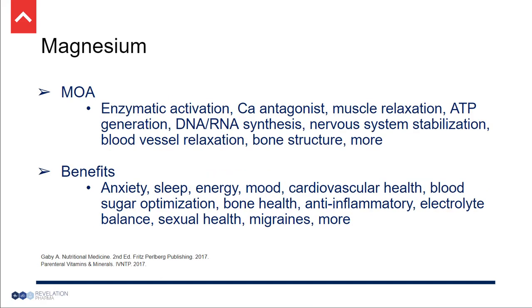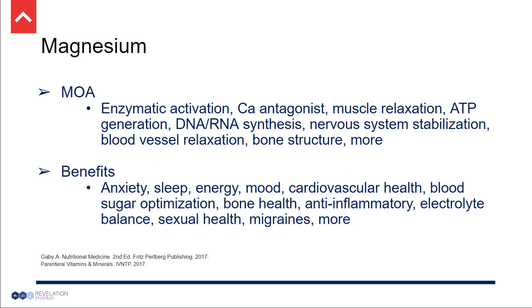Then we've got magnesium. Magnesium is, out of all of these, probably what people are most commonly deficient in. So in my opinion, supplementing magnesium can have some of the greatest benefits to many different parts of the body very quickly. Some of the mechanisms of action: enzymatic activation, it's a calcium antagonist, because as I mentioned before, we kind of want calcium and magnesium to work in concert with one another. Whereas calcium is more the activator and excitatory side, magnesium is more the relaxatory side.